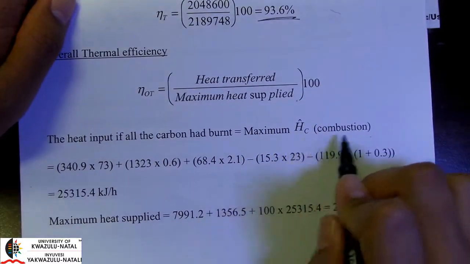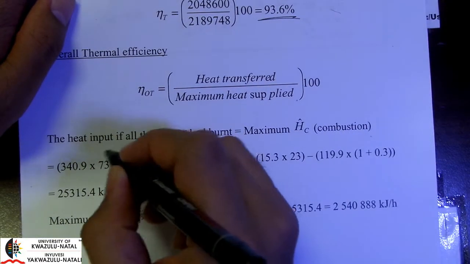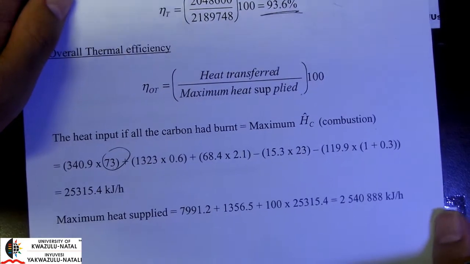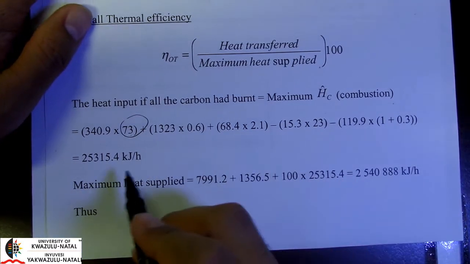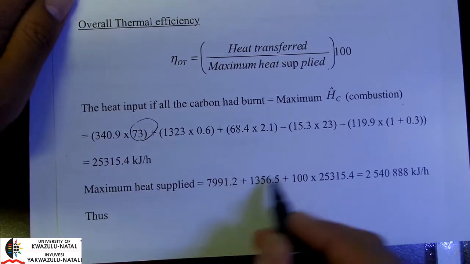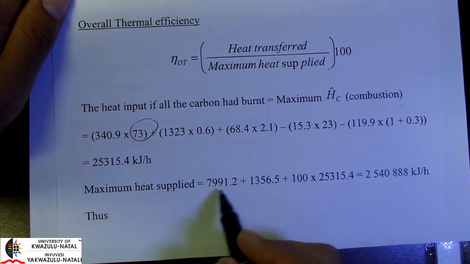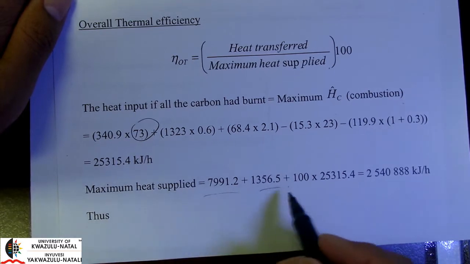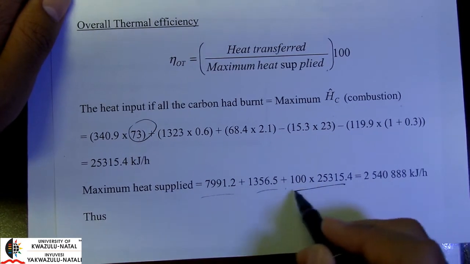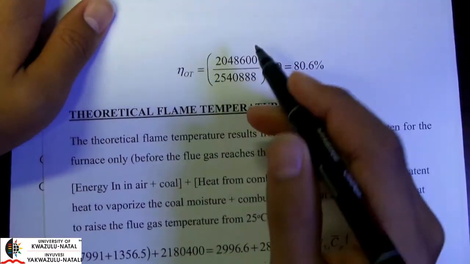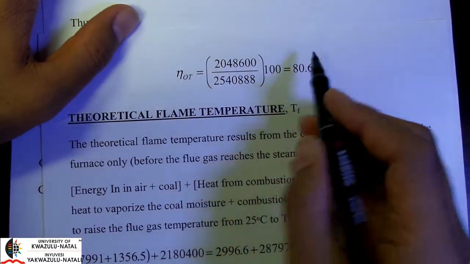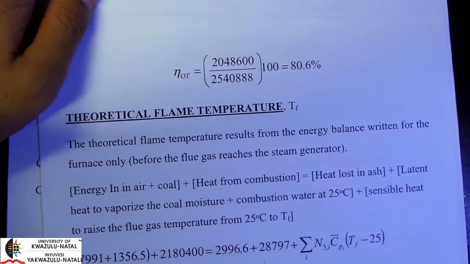So now we are finding the maximum heat of combustion and considering the full 73% of carbon in the coal. And so now we obtain an alternative value. So our maximum heat supplied is now equal to the following. Our inputs of coal and our air remain unchanged, but now we have a higher heat of combustion. So now we have the following, and we can use that to ultimately find the overall thermal efficiency. The overall thermal efficiency is 80.6%.